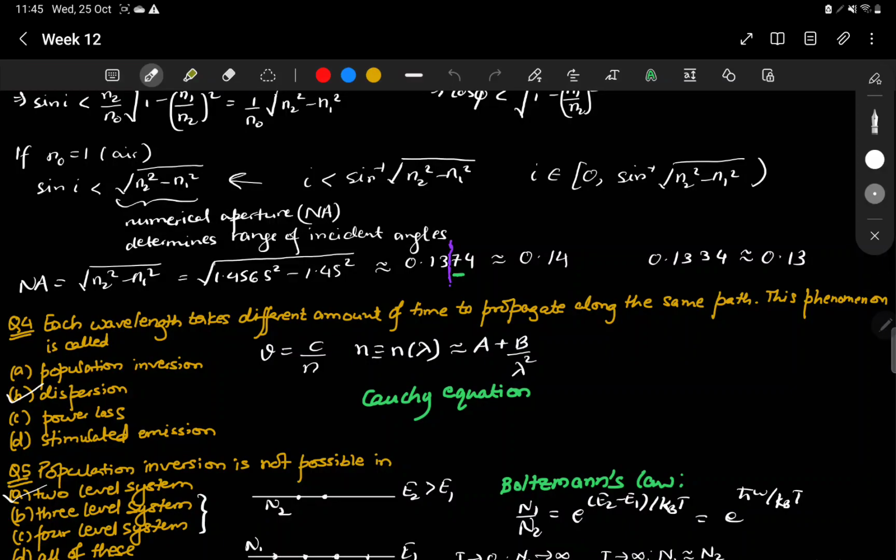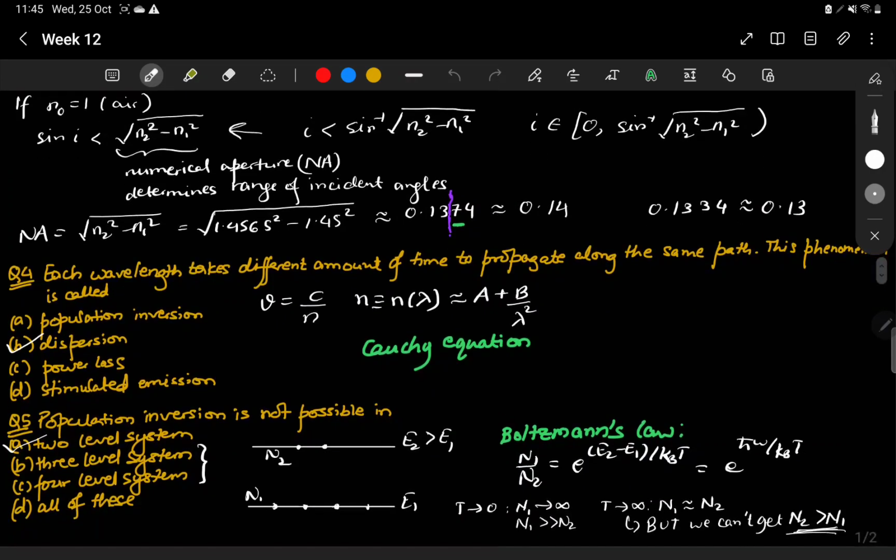Dispersion is the phenomenon which causes each wavelength to take a different amount of time to propagate along the same path. This happens because the refractive index is a function of wavelength. In fact, it is inversely proportional to wavelength according to Cauchy's equation.